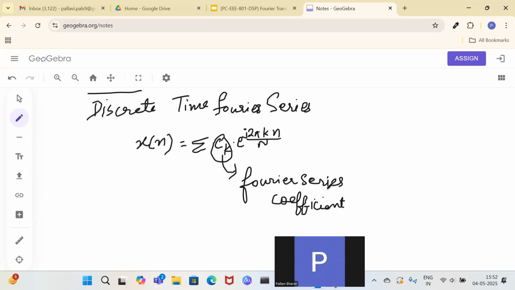In certain questions, you'll need to find out the value of the Fourier series coefficients. And the very important point required here is that this k ranges from k equals 0 to N minus 1. These ck are called the line spectra.